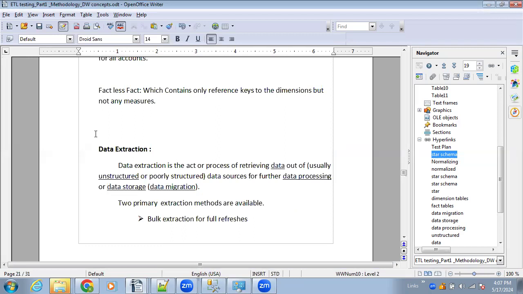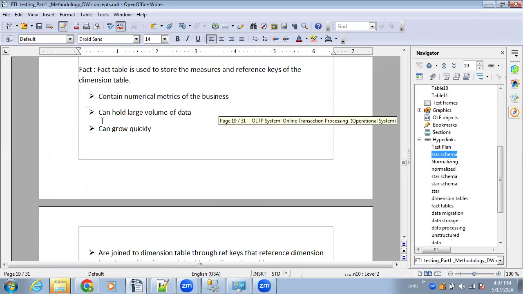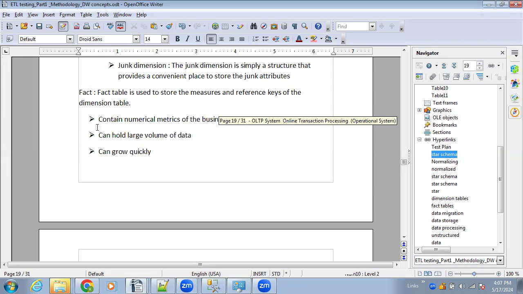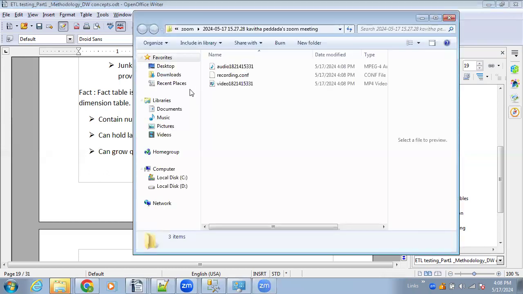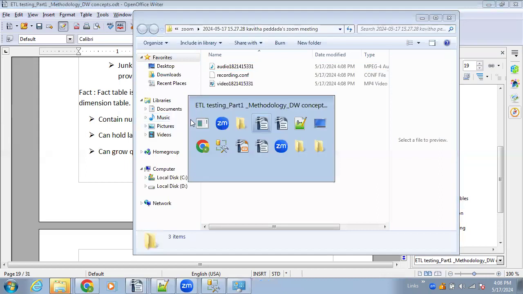So what is a fact table? We have already seen. Fact will store the numbers and reference keys to the dimensions. Fact is used to store the measures, meaning the numbers. Am I recording this? Yeah. So fact is going to be used to store the measures, in the sense only numbers, the quantifiable information. And also it will store the reference keys.